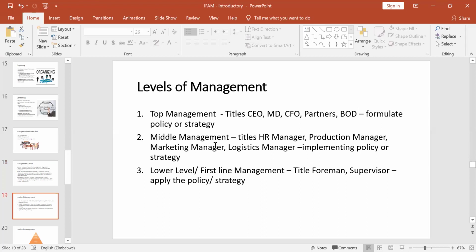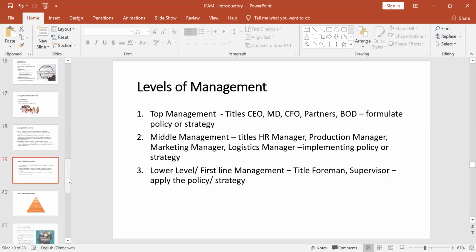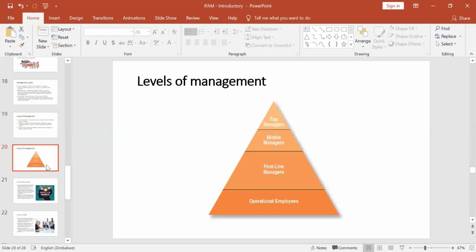So here are the titles of the different levels of management: CEO, MD, the chief financial officer, the partners, especially in law firms, they have partners as the top management level. You can have a board of directors, middle managers, I've explained these, and the lower level managers. But what is it that is required for one to be a manager? What skills do they need? This is just an illustration of those three levels of management and how everyone else, the operational employees, come below those three levels.